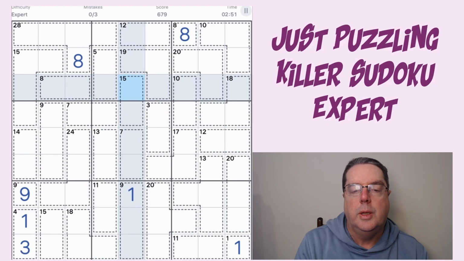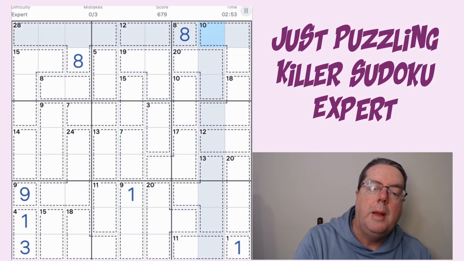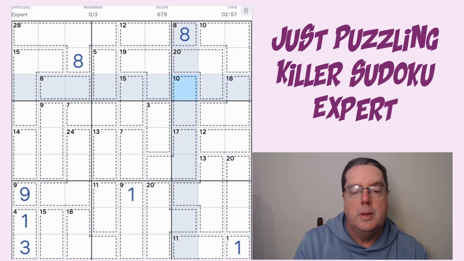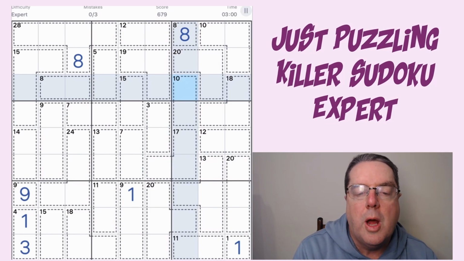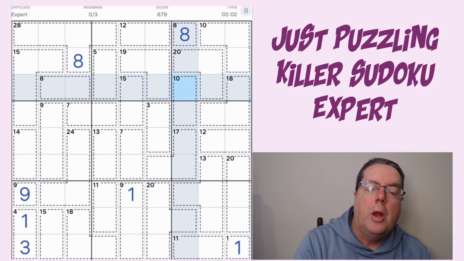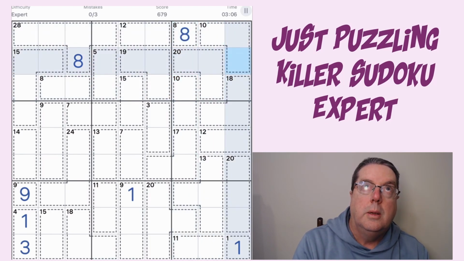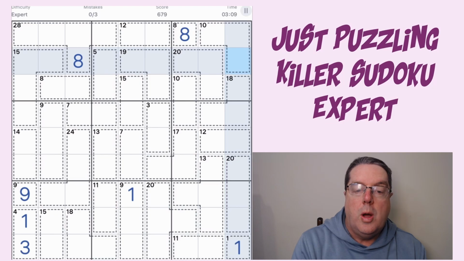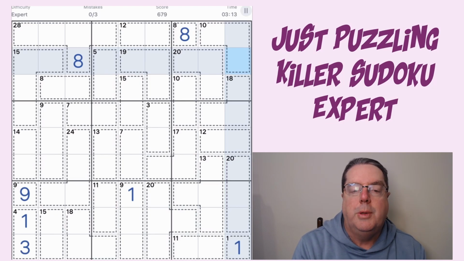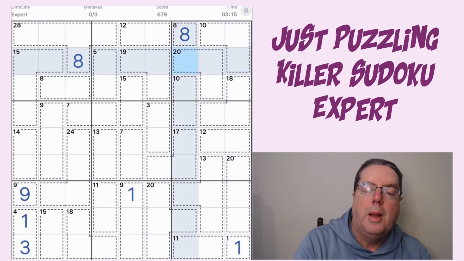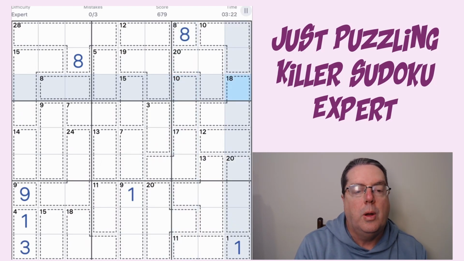What else are we seeing? So we're seeing 20 plus 10 plus 8 is 38, so this is going to be a 7 across these two numbers. The reason I know that is because this box has got to have the numbers 1 through to 9. So 1, 2, 3, 4, 5, 6, 7, 8, 9. When you add those numbers together, they come to 45. So 20 plus 10 is 30, plus 8 is 38. 38 plus 7 equals 45. So that's how I got there.